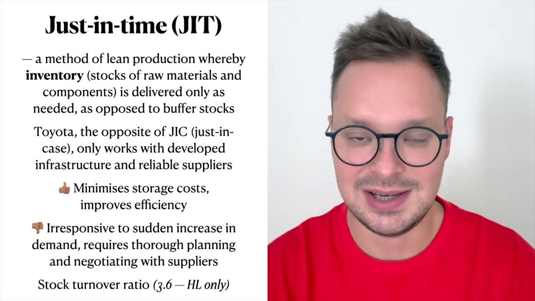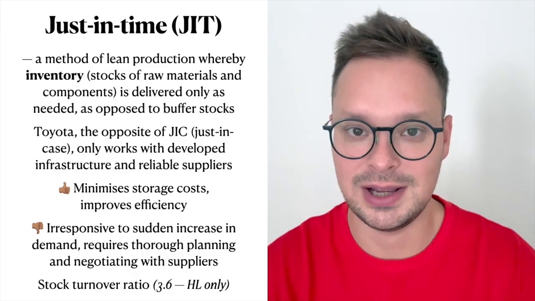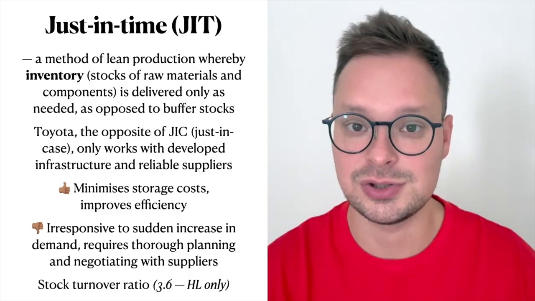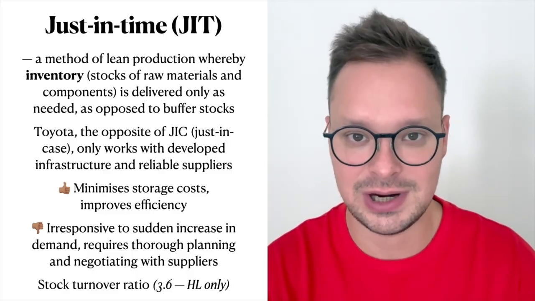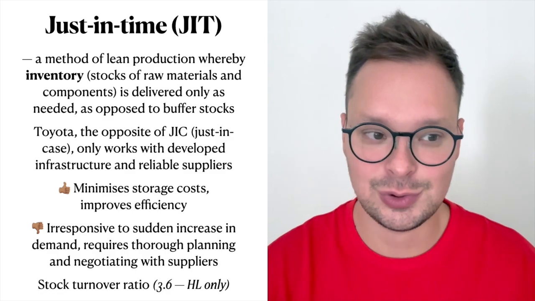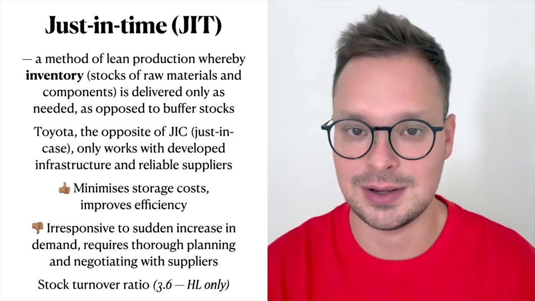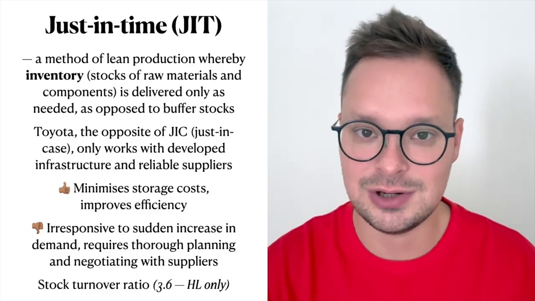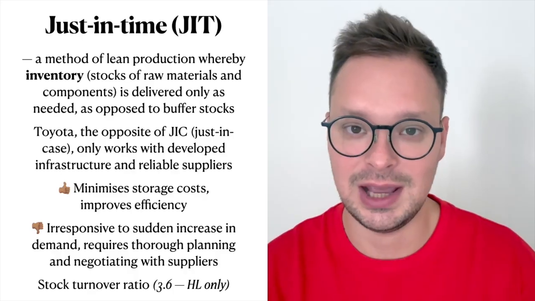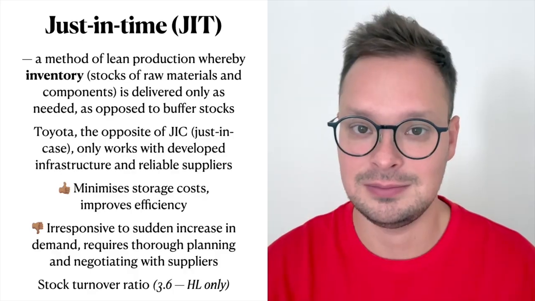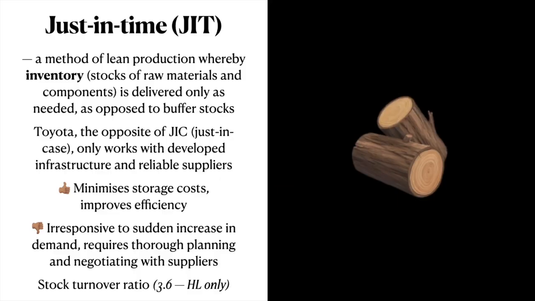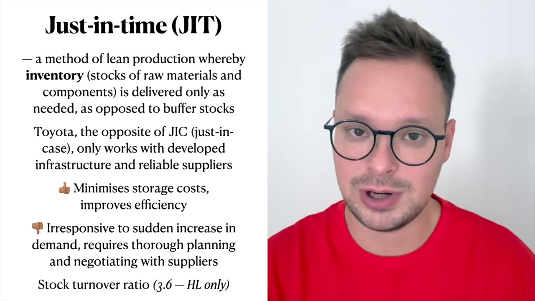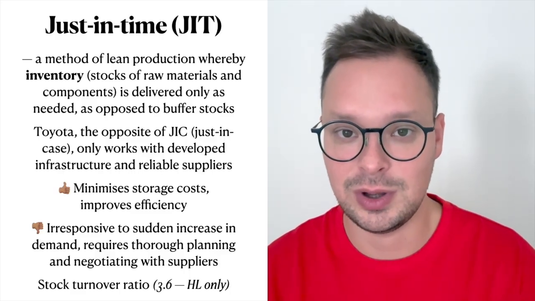Just-in-time, or JIT, is a method of lean production whereby inventory is delivered only when needed, as opposed to having buffer stocks. Now, first let's figure out what inventory is and what buffer stocks are. Inventory refers to stocks of raw materials and components. Any parts of the final output, any raw materials that you use in production. So again, if you are manufacturing chairs, then your inventory might include pieces of wood and different fixtures made of metal.